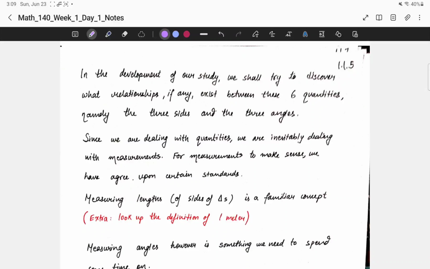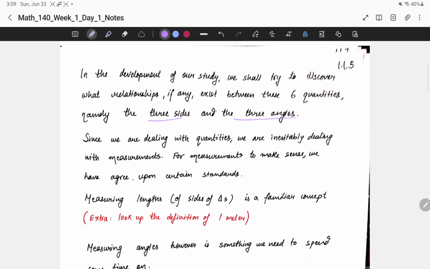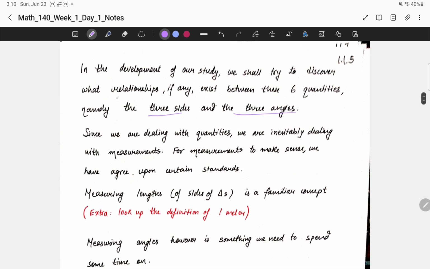We have reached a point where we established our goal for this week is to study triangles and look at various things that we can find. And we also said that there are 6 quantities that are fundamental to a triangle, 3 sides and 3 angles. So our goal is going to be to discover what relationships, if any, exist between these quantities, namely the 3 sides and the 3 angles.